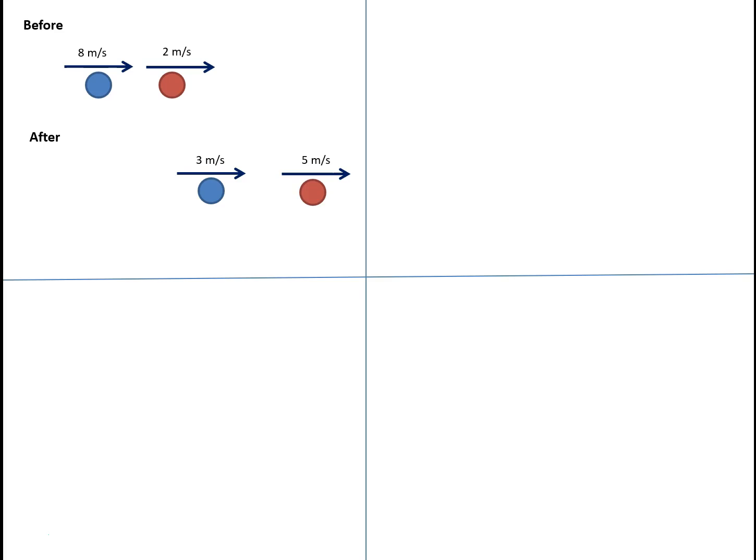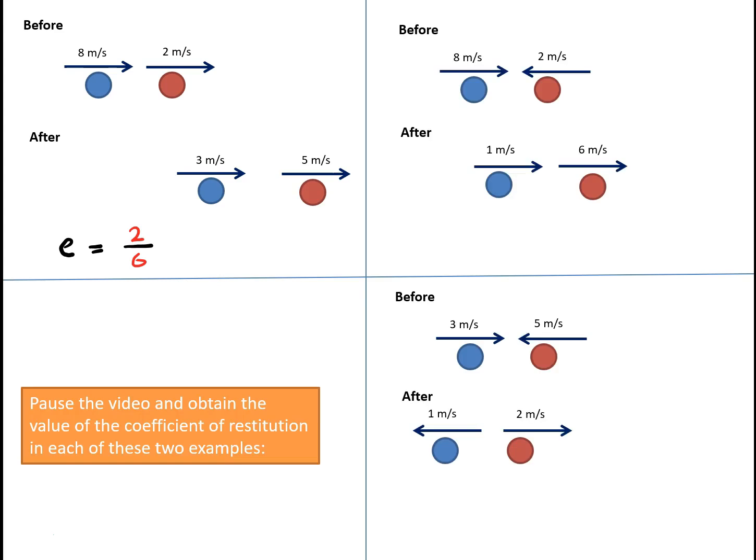So in this first diagram, we have a speed of approach. The blue ball is moving to the right at 8 meters per second, the red ball is moving to the right at 2 meters per second, so the speed of approach for the two balls is 6 meters per second. And after the collision, the red ball is moving to the right at 5 meters per second, the blue ball is moving to the right at 3 meters per second, so the speed of separation is only 2 meters per second. So we've got E is 2 over 6, in other words, a third.